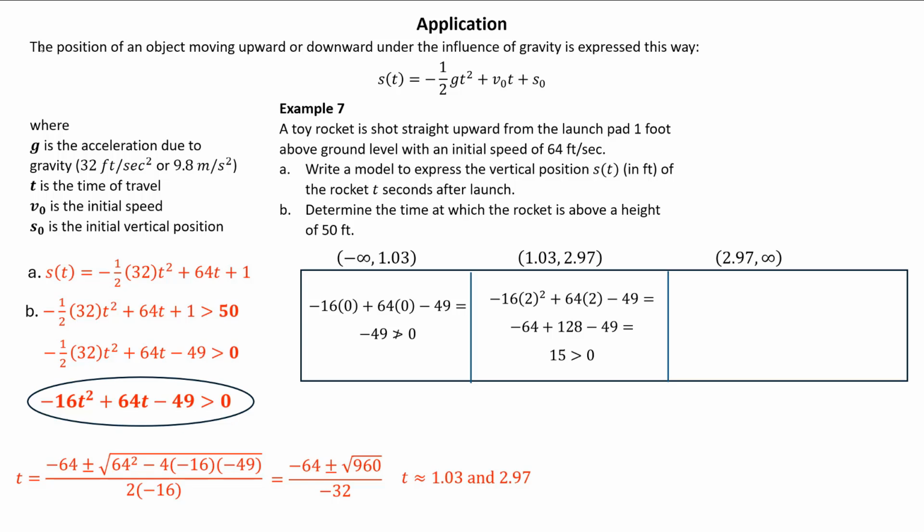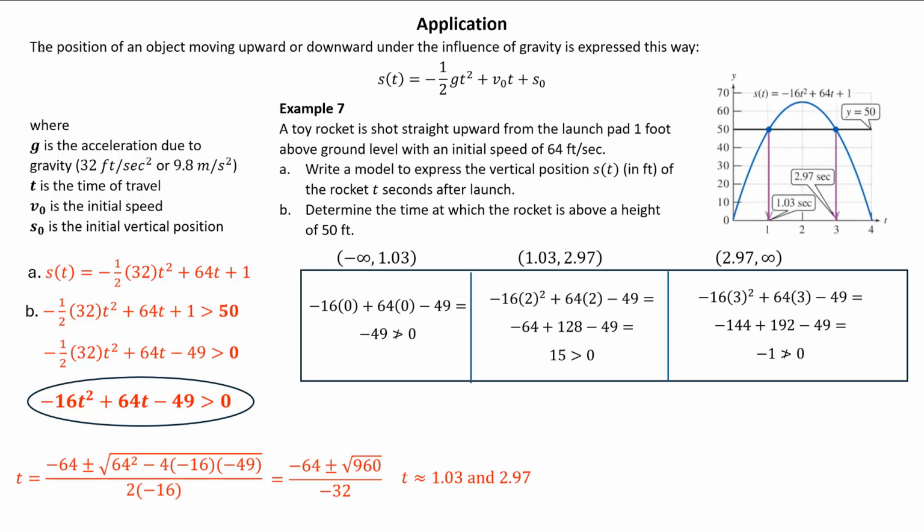The last interval, 2.97 to infinity, we can choose 3 because it's in that interval, and we're going to plug it into this function. And when we do that, we get negative 1, which is not greater than 0. So the interval that's going to work is between 1.03 and 2.97.